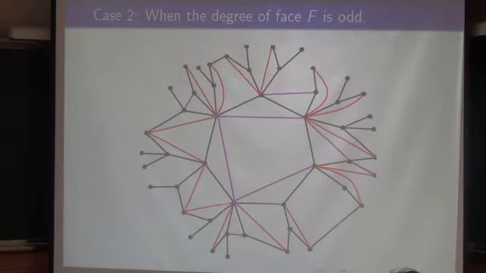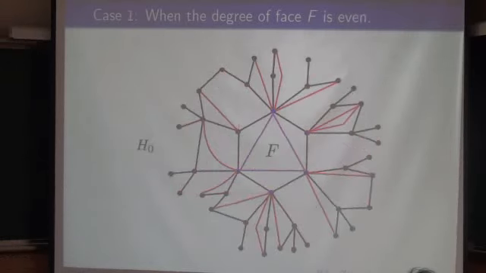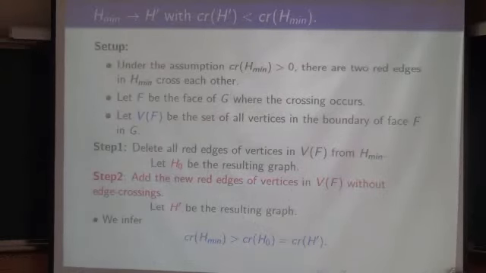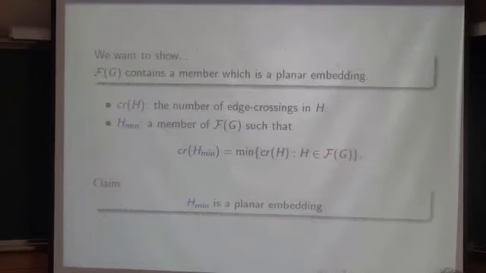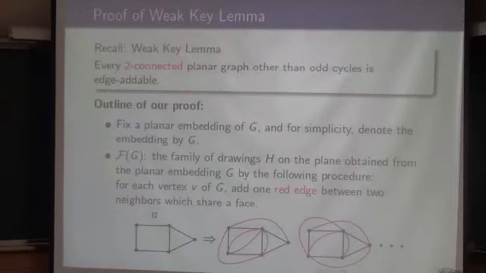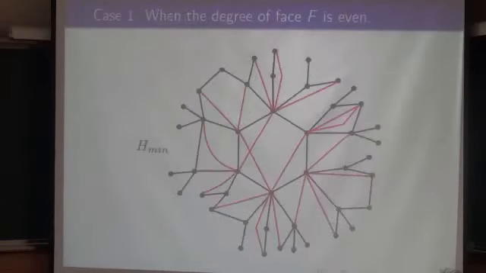Okay, so in any case, we can draw the new red edges of the vertices on the boundary of F without edge crossing. So until now we showed that this step 2 is true. So we have shown our weak key lemma.